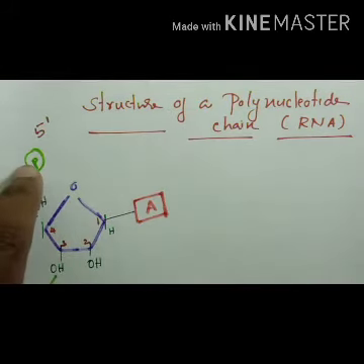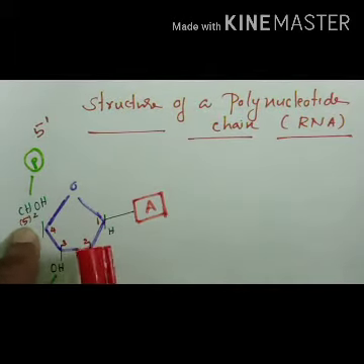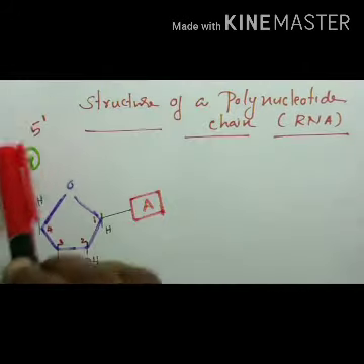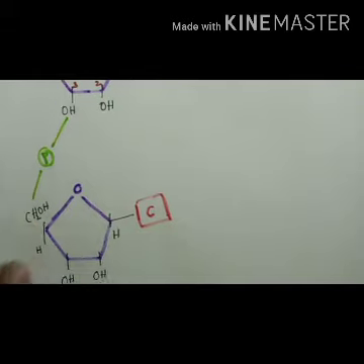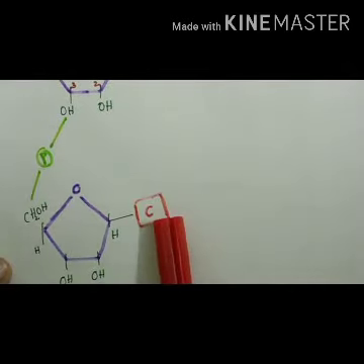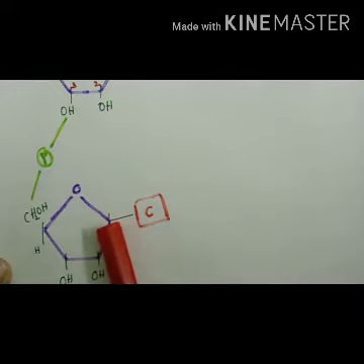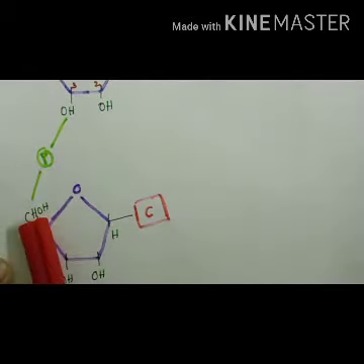combines with the phosphate, and the phosphate is joining with the fifth carbon atom. Here you can see the fifth carbon is here, and onto this fifth carbon the phosphate is linked, so it becomes a nucleotide. Likewise, in the next nucleotide, here also we can see another nitrogen base that is linked with another sugar molecule through the first carbon atom, and this becomes a nucleoside, and this nucleoside joins with the phosphate by its fifth carbon atom.